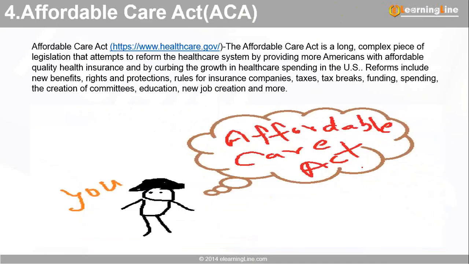Affordable Care Act. What do we see here? The ACA is a long, complex piece of legislation that attempts to reform the healthcare system by providing more Americans with affordable, quality health insurance, and by curbing the growth in healthcare spending in the U.S. Reform includes new benefits, rights and protections, rules for insurance companies, taxes, tax breaks, funding, spending, the creation of committees, education, new job creation, and much more. Now, these are some of the areas where the Affordable Care Act has a very big impact. It's not a one-page or two-page document.